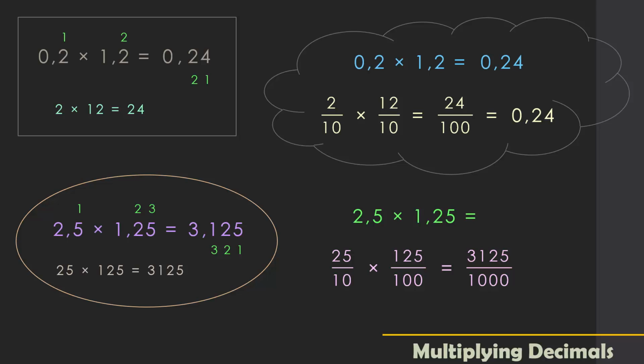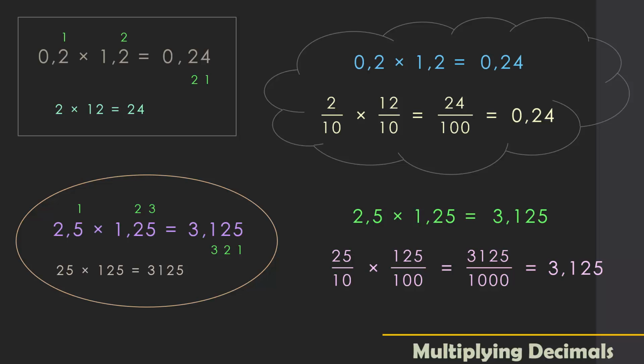We change back the fraction into decimal. 1,000 has 3 zeros. So there are 3 digits after decimal point. So 3,125 over 1,000 equals 3.125. 2.5 times 1.25 equals 3.125.